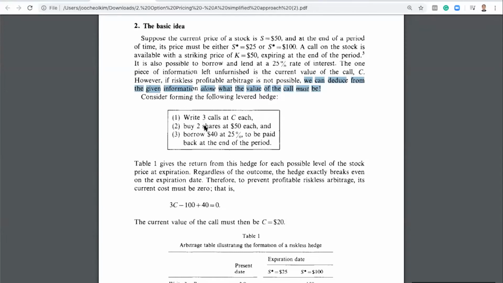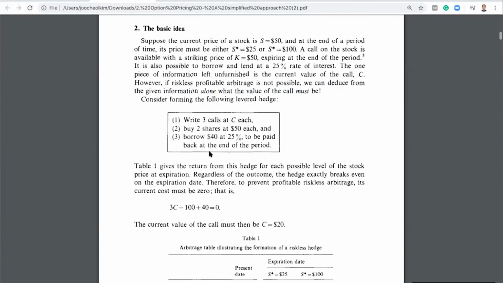So in order to explain this situation, the authors write 3 different things. For some reason I cannot select this part, but in the box, they said 3 things. So let's just read one by one.